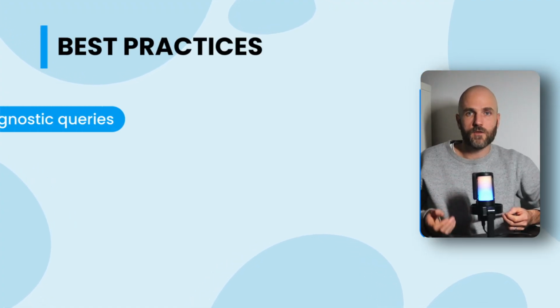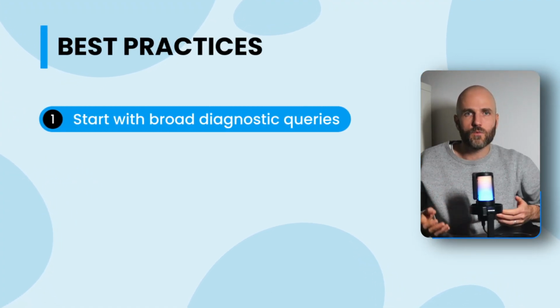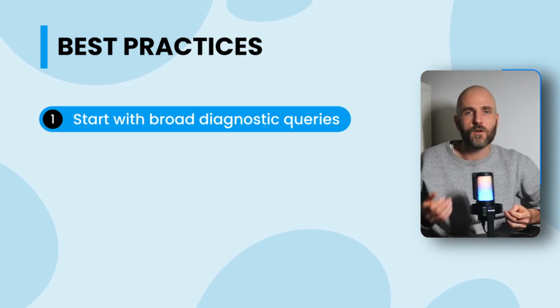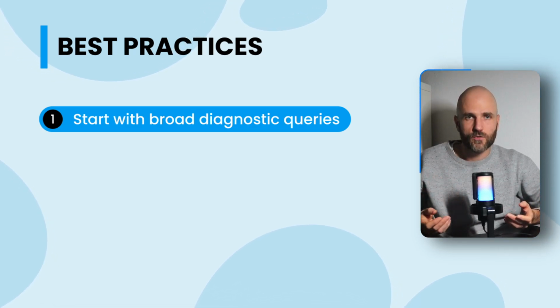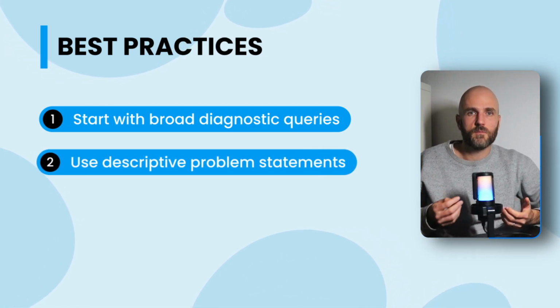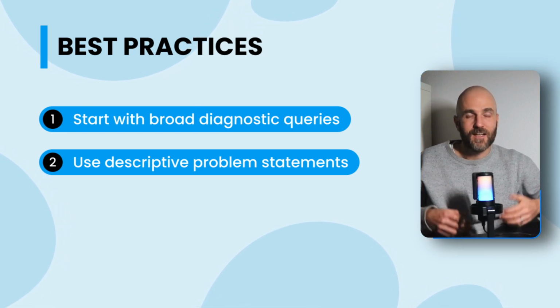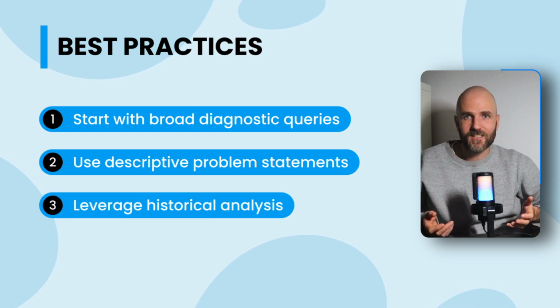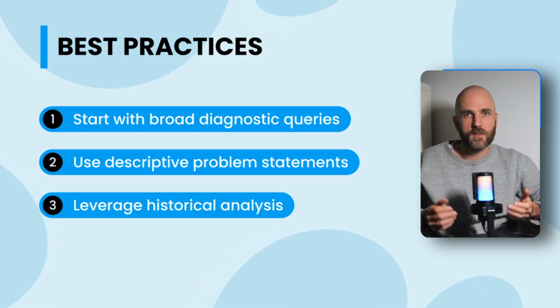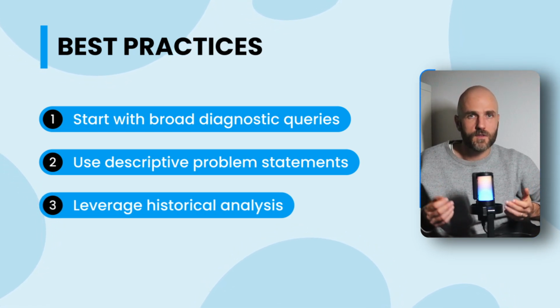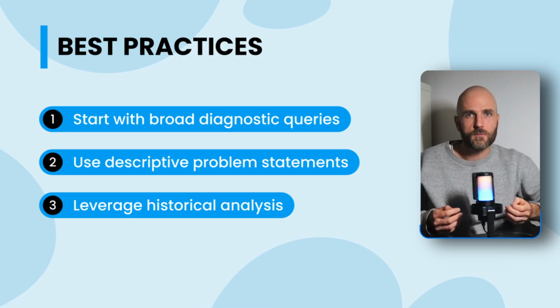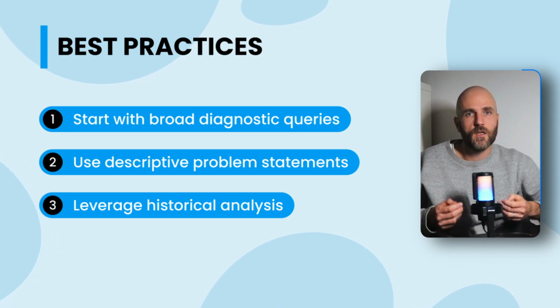To maximize the effectiveness of this tool, Microsoft outlines several best practices. You should start with broad diagnostic queries like "what is wrong with my cluster," and let the AI guide you down to specific issues. Use descriptive problem statements because providing context about the symptoms leads to much better analysis. And finally, leverage historical analysis. You can ask the agent about patterns and trends in cluster behavior over time, which is incredibly powerful for spotting intermittent issues that are usually hard to catch.